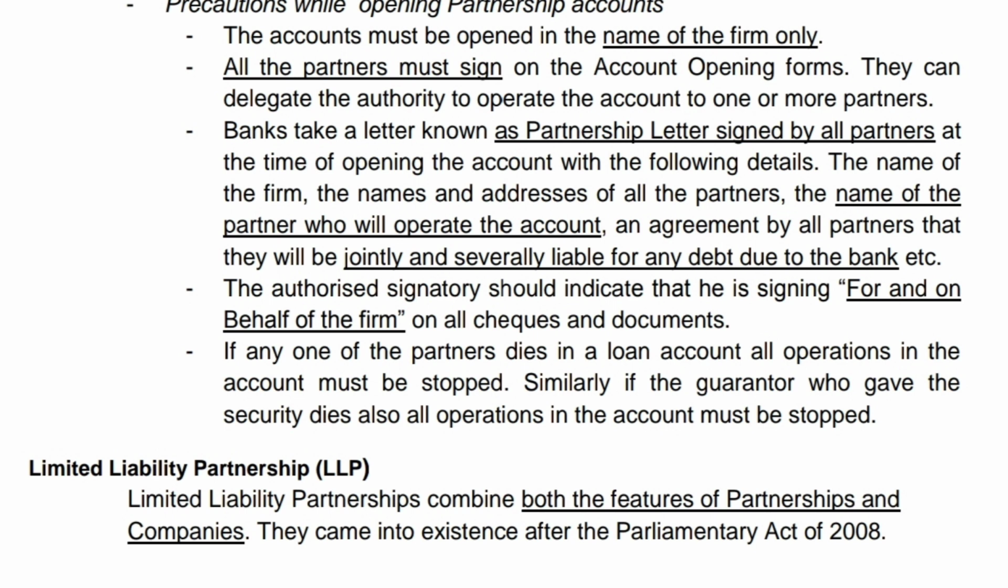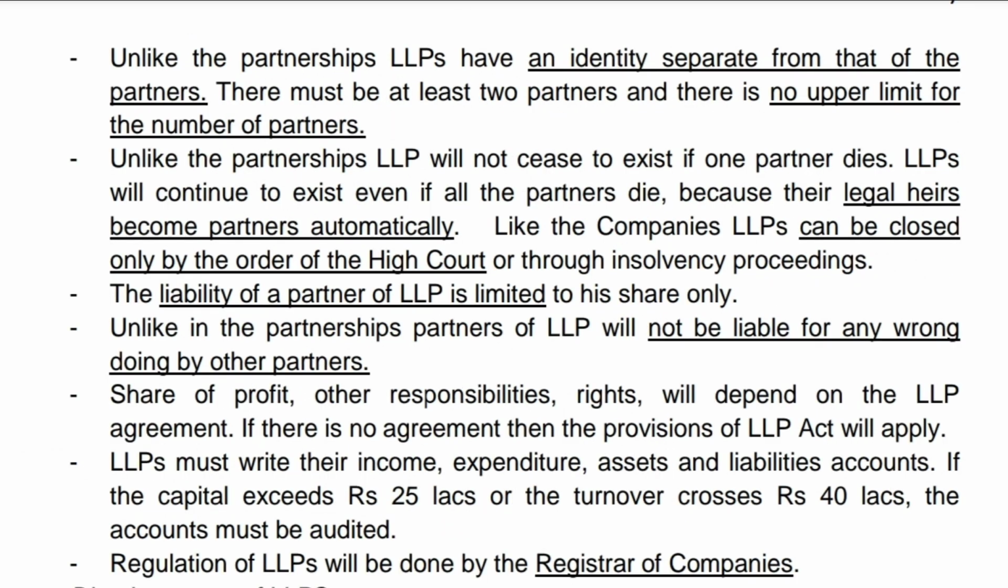Limited Liability Partnership, LLP. Limited liability partnerships combine the features of both partnerships and companies. They came into existence after the Parliamentary Act of 2008. Unlike partnerships, LLPs have an identity separate from that of the partners. There must be at least 2 partners, and there is no upper limit for the number of partners.